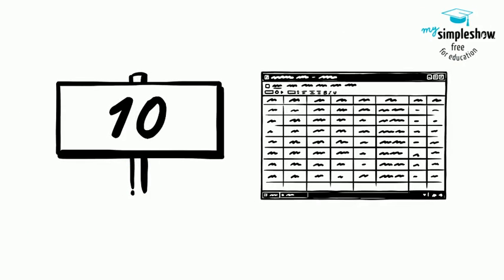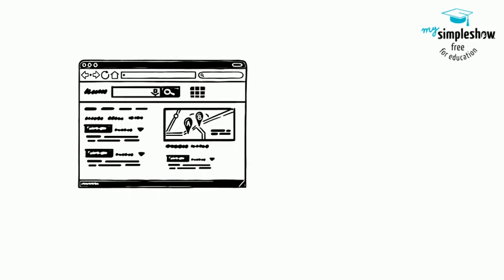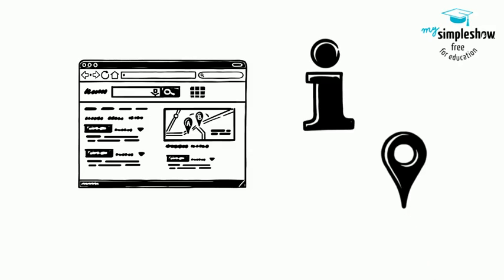Then you will need to create at least 10 entries for your travel guide, including information like name, address, description, category, and rating. You'll need to search the internet in order to gather this location information.